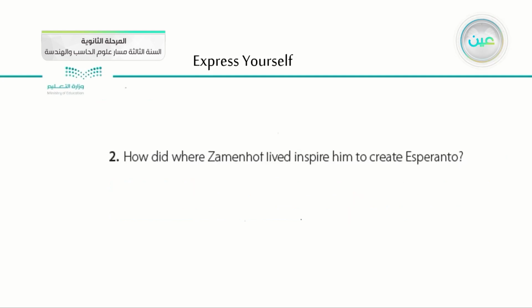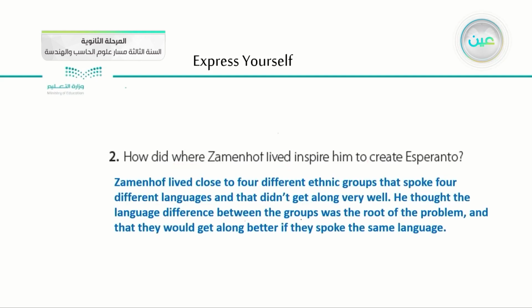After that, number two, how did where Zamenhof lived inspire him to create Esperanto? Now we are talking about a place where he lived and Esperanto. These are the keywords that will help you find the answer. Zamenhof lived close to 4 different ethnic groups that spoke 4 different languages and that didn't get along very well. He thought the language difference between the groups was the root of the problem and that they would get along better if they spoke the same language.